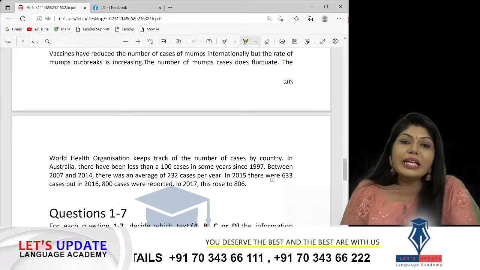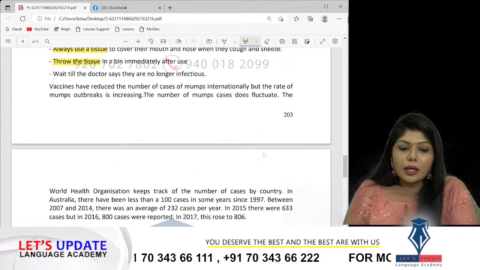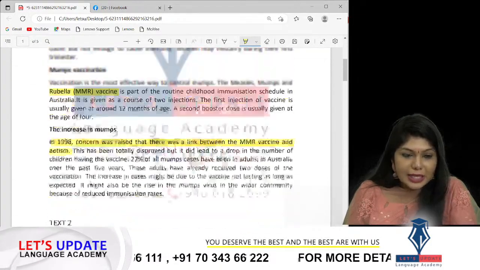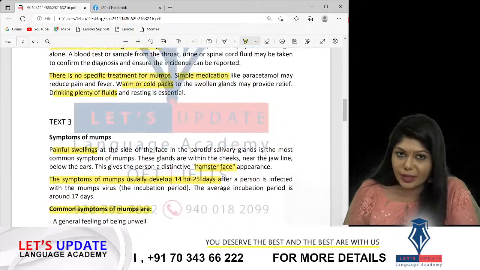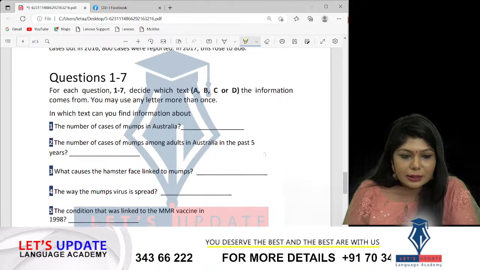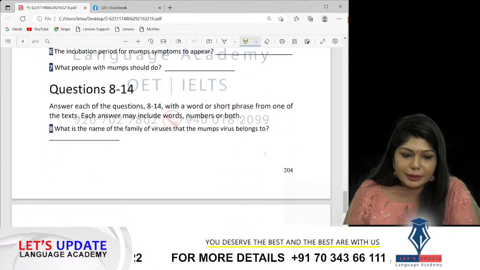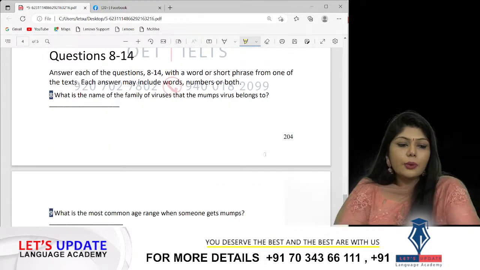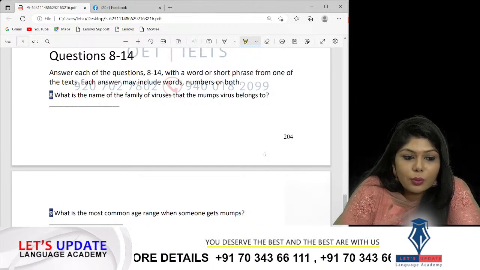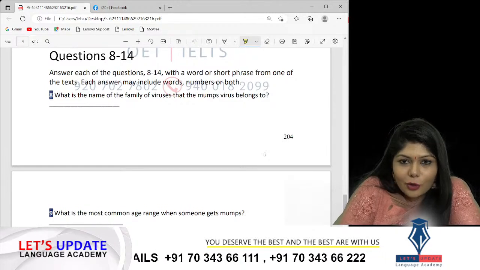So now we have read the text, so we have got an idea about the information that is included in the text. So now moving towards the questions. Questions, we shall actually crack from questions 8 to 14. So question 8 is, answer each of the questions 8 to 14 with a word or short phrase from one of the texts. Each answer may include words, numbers, or both. So now let's solve the questions.